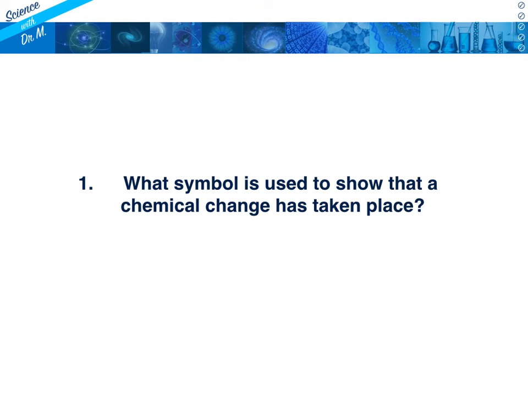What symbol is used to show that a chemical change has taken place? The answer is an arrow. Of course, there we go.